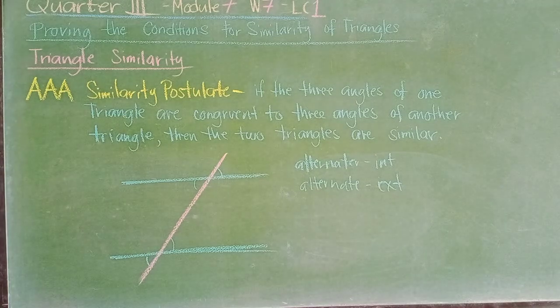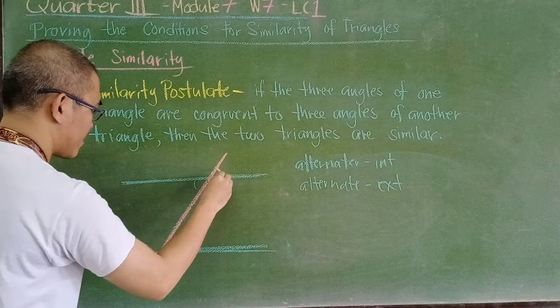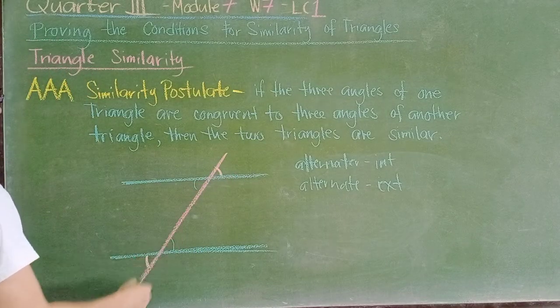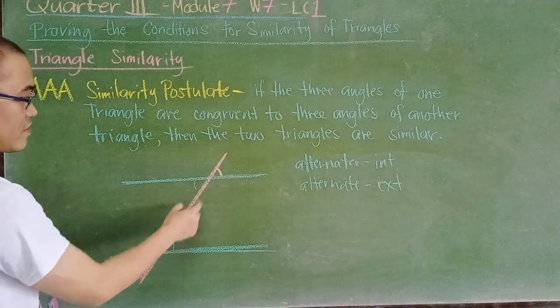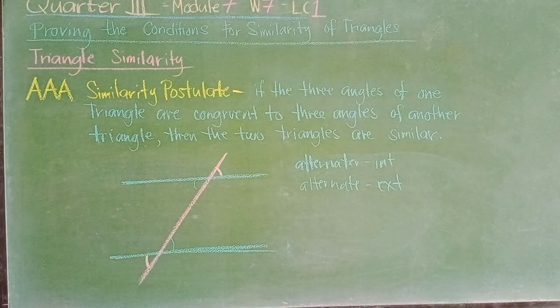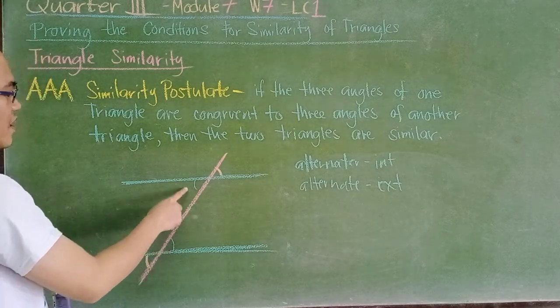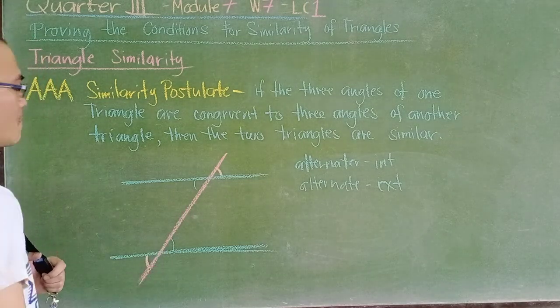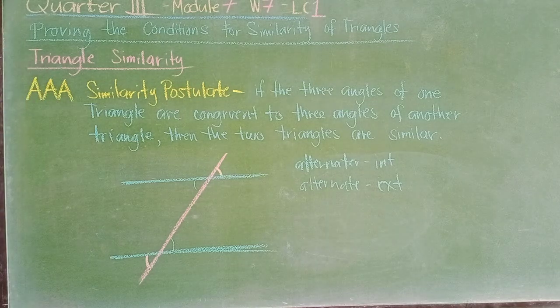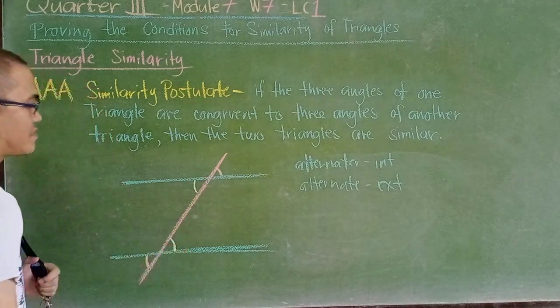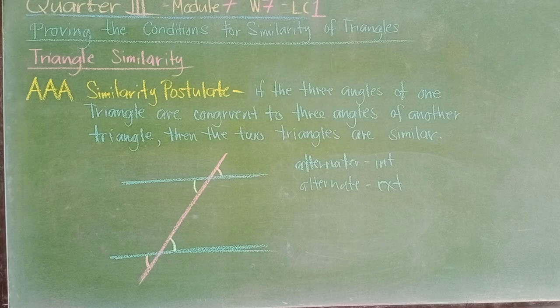Palitan natin ng kulay. So this will be your exterior. Ito yung interior. And then meron din tinatawag na corresponding angles. Now, alam natin kapag sinabing alternate interior, ibig sabihin ito yung mga angles na parehas yung sukat nila. And then, with that being said, ibig sabihin kung anong sukat nito, yun din ang sukat dito sa ilalim. Parehas sila ng sukat.